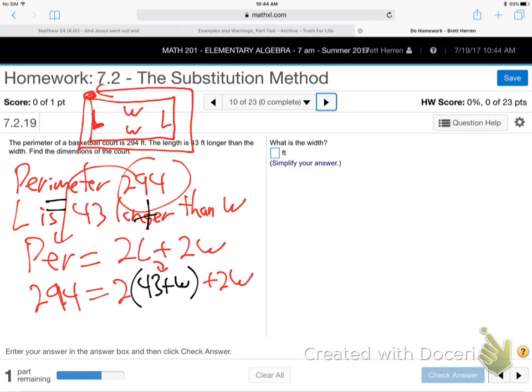And then we just distribute. Boom, boom. Is that okay? Is that making sense? Feel free to speak up. 2 times 43, what's that? 86 plus 2W plus 2W. Is that good? Remember how to do these? Is it coming together for you?